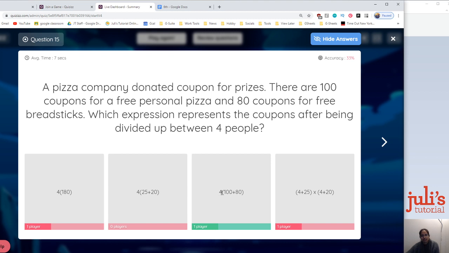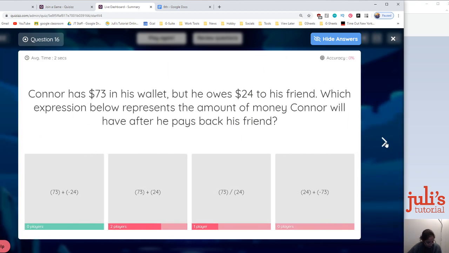That actually does not express it, that multiplies it. This is the wrong answer. You have to do 100 plus 80, 180 divided by 4, because the question asks which expression represents the coupons after being divided up between 4 people. We're dividing it up between 4 people. You have to divide 180 by 4.